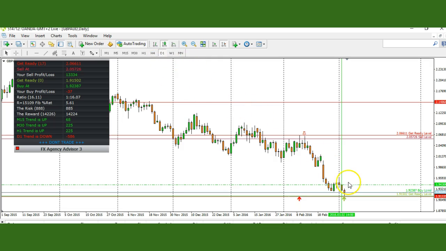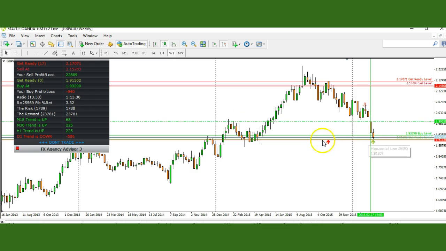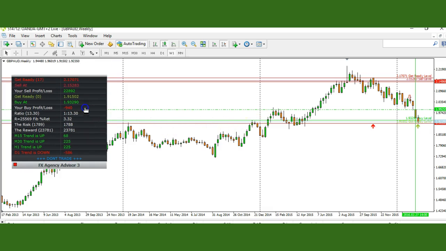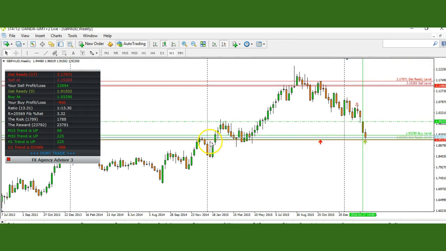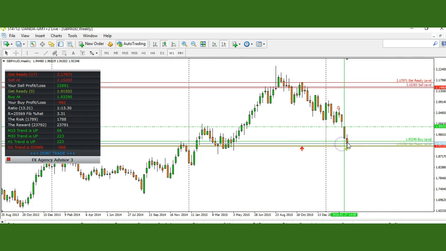So when there's a buy signal generated on a daily or weekly chart, it's generated at a previous support turned resistance. See the support from back in July 2014? This is the pound. We're still in the pound Aussie. Here's support, support turned resistance, turned support, bouncing off that same place, generating a signal on the weekly chart.